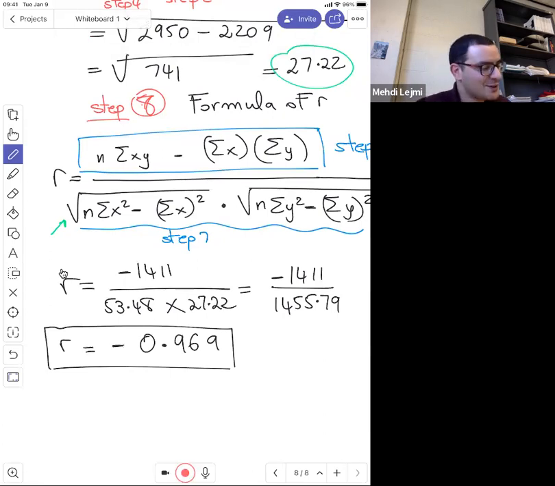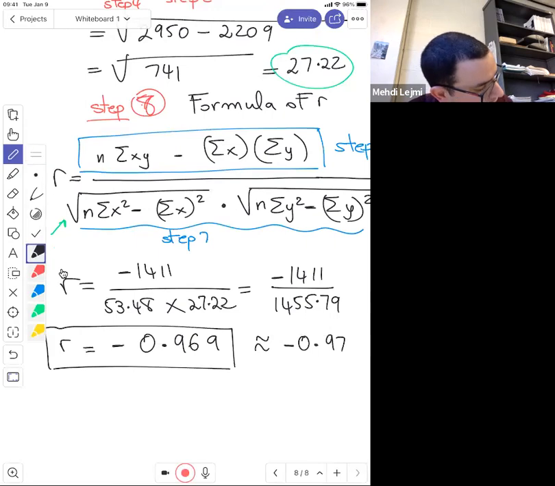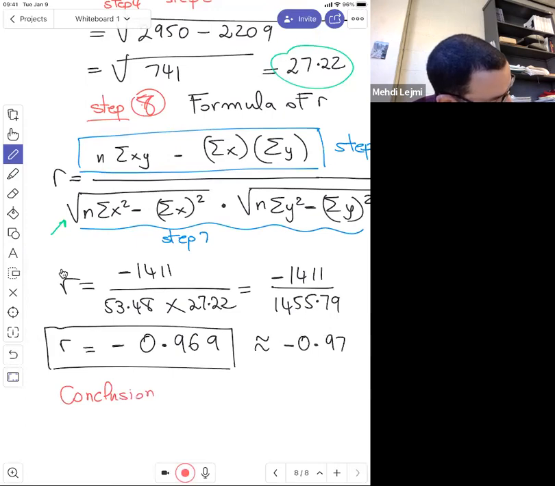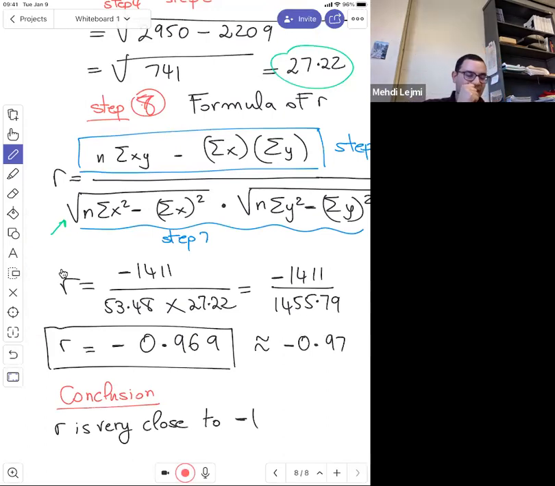Now you see your R is negative 0.969. If you round this number, this is negative 0.97, right? And this is very close to negative 1. So the conclusion here is that our R is very close to negative 1. Negative 0.97 is very close to negative 1.